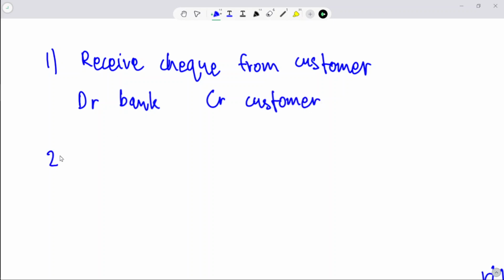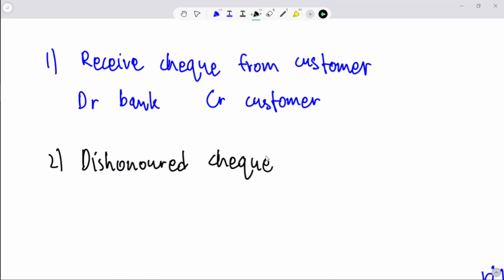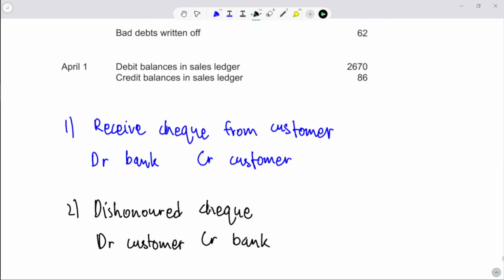Then suddenly what happened? Then this all, not cheque. So it's just opposite. You see debit bank, now it becomes credit bank, and previously credit customer, now becomes debit customer. Okay. So this is the thing now.